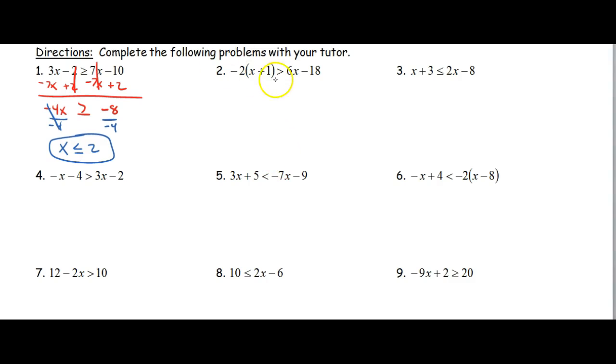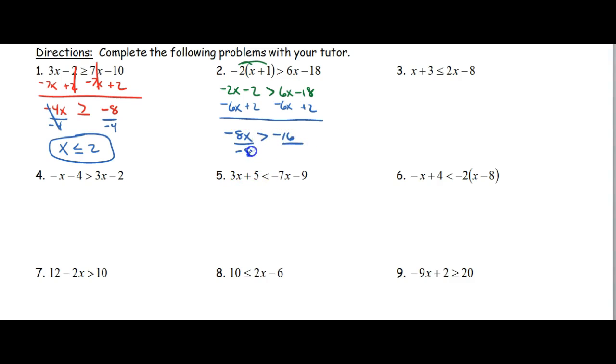Now, the next one. On the left side, I have to go ahead and distribute. I have to simplify each side first. So negative 2x, negative 2 times 1 is minus 2, is greater than 6x minus 18. Right now, I do not have all my variables on the left. So how do I make that happen? Subtract 6x from both sides. I do not have all my constants on the right side, so I add 2. That gives me negative 8x is greater than negative 16.